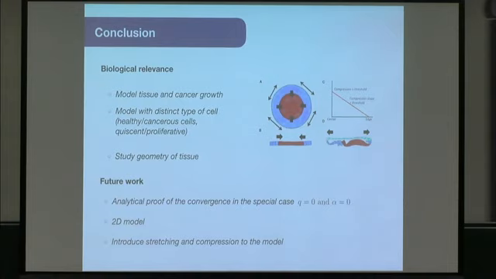And then having the limit toward the free boundary model is helpful if you want to study the geometry of the tissue at the end. The work to do is, we're trying to do the analytical proof for the case q equals 0, alpha equals 0, and then doing the model in 2D. I've already had some results on this. And then we want to introduce the stretching and the compression, because it was our initial plan.